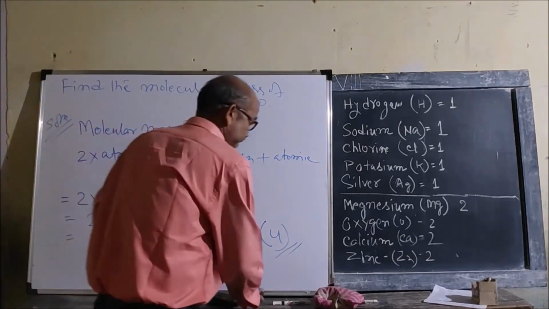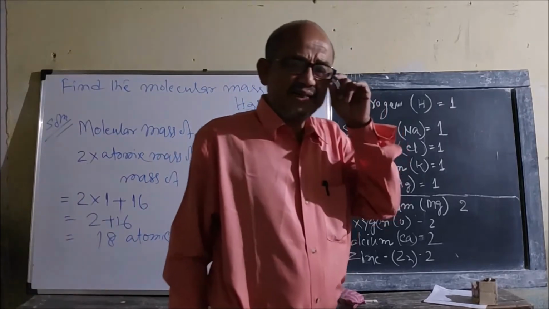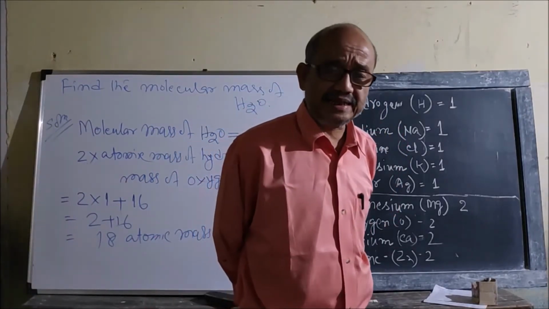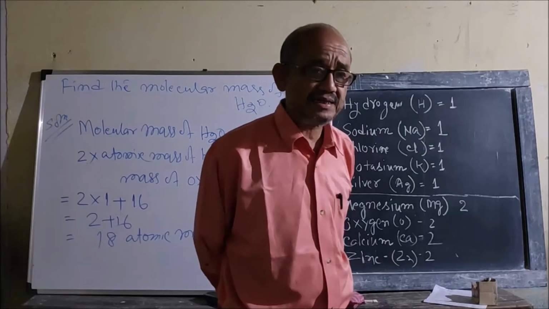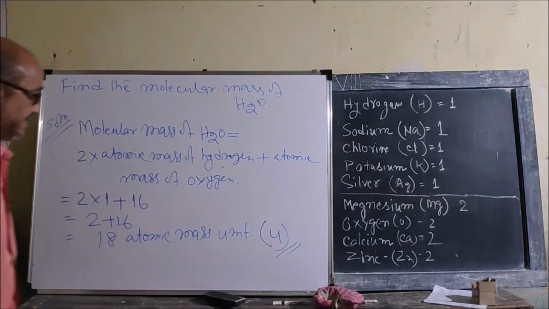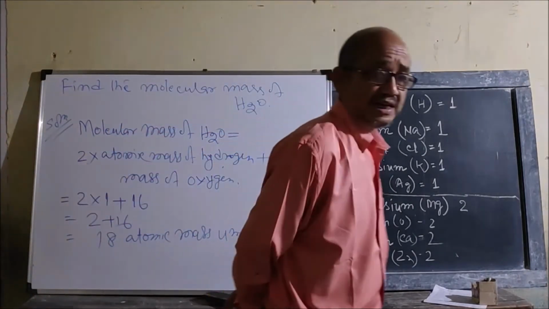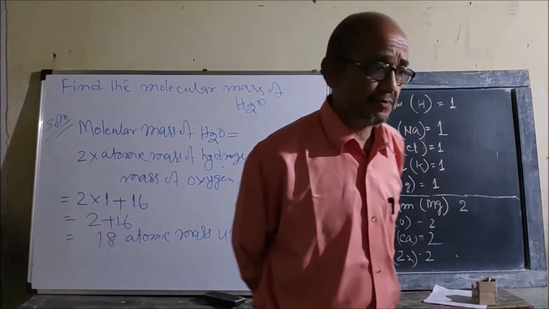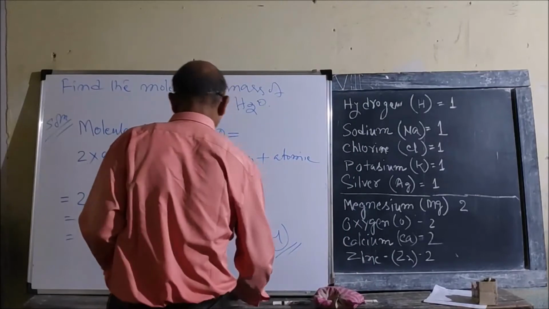Now when the molecular mass of a substance is expressed in gram, then it is called the gram molecular mass. And similarly, when the mass of an atom is expressed in gram, then it is called the gram atomic mass.